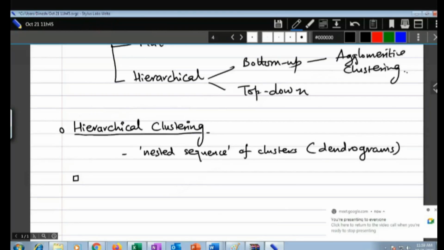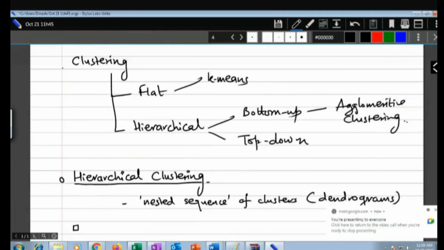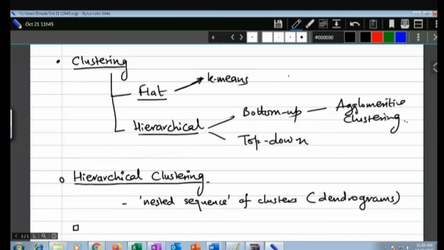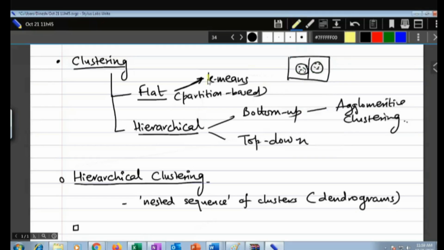So let me start it once again. As we have seen, there are two types of clustering: one is flat clustering, another one is hierarchical clustering. In flat clustering, also called partition based clustering, you have data points somewhere here, here, here, and then you partition that data and group it into different clusters. We have seen one example of that, the k-means algorithm.